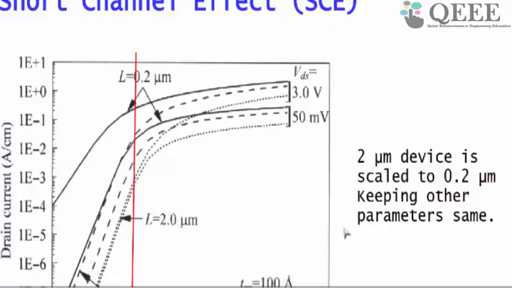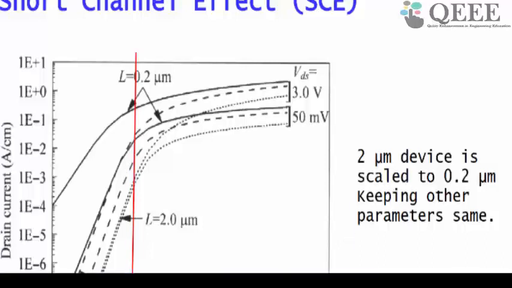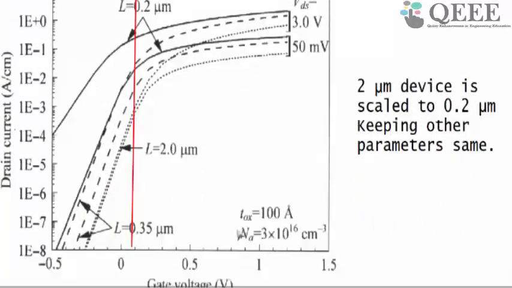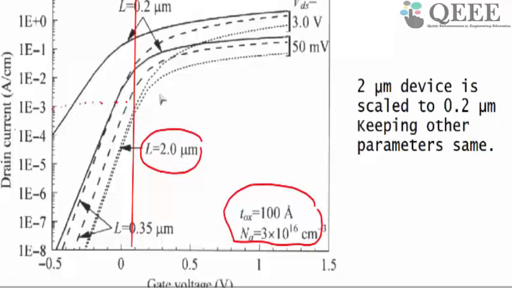Suppose you take the same transistor and I plot the drain current versus the gate voltage characteristics. I have kept the oxide thickness at 10 nanometers and the doping concentration at 3 times 10 to the power of 16 per centimeter cube. If your transistor gate lengths were very long, then suppose this is the threshold voltage.